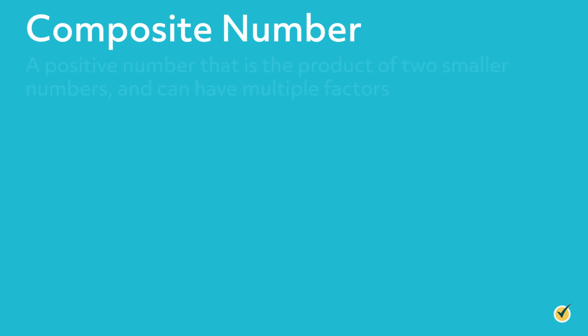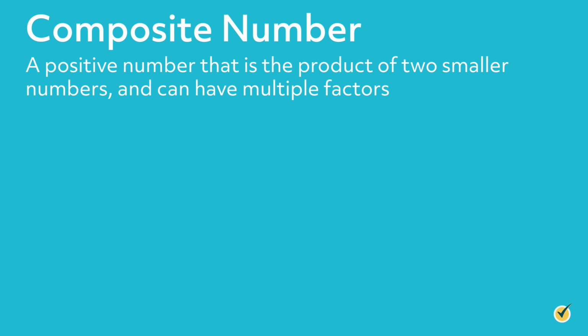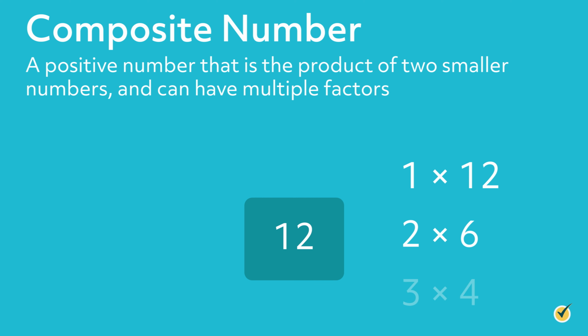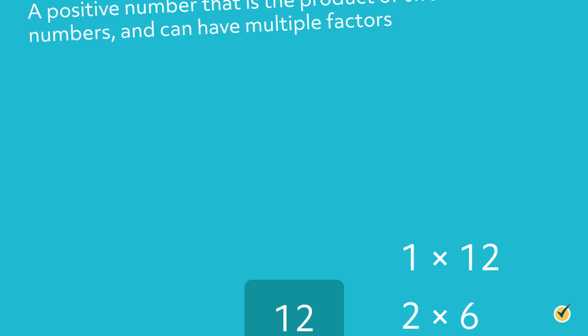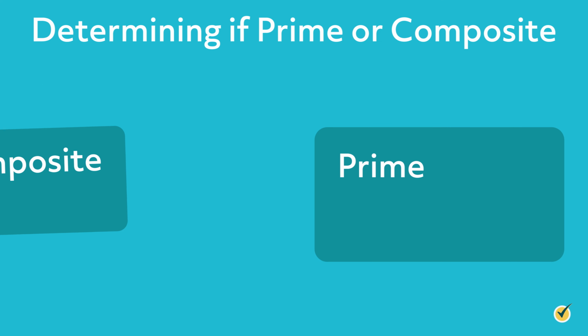In contrast, a composite number is a positive number that is the product of two smaller numbers. A composite number can have many factors. For example, 12 is a composite number because it has several factors: 1 times 12, 2 times 6, and 3 times 4. Since there are many ways to multiply to get a product of 12, it is classified as a composite number. All positive integers are either prime or composite.